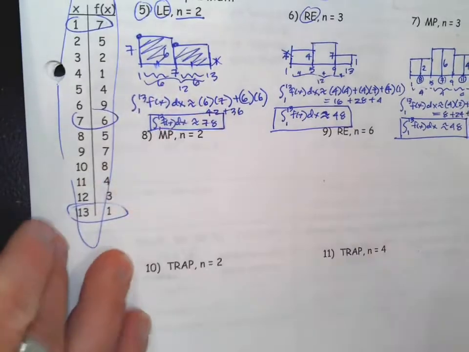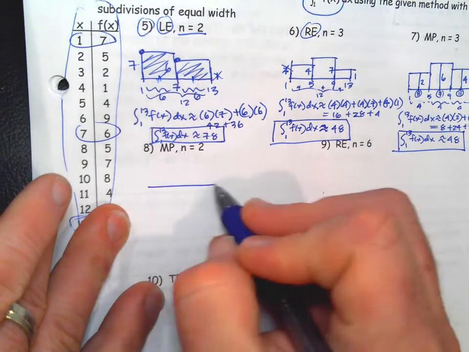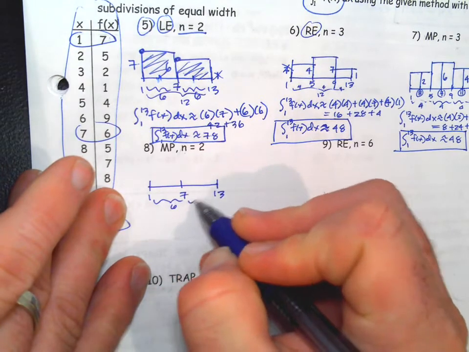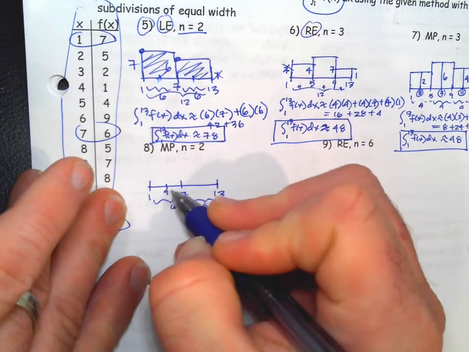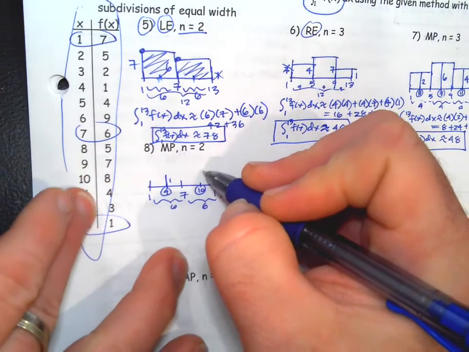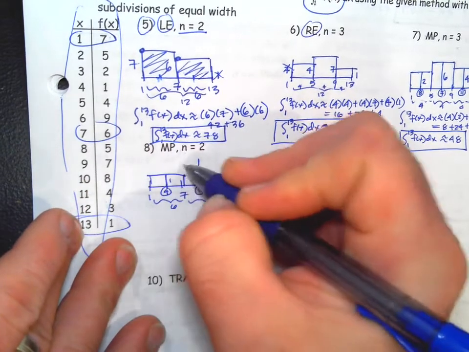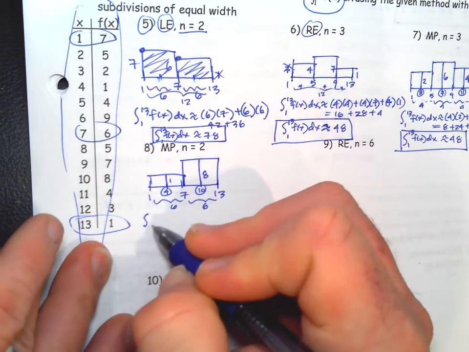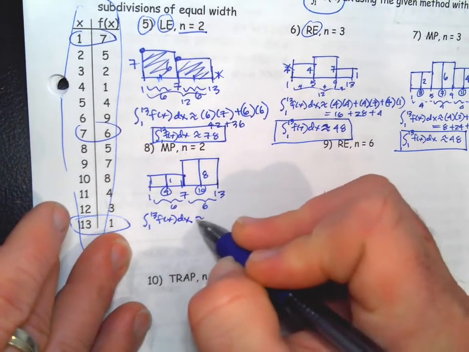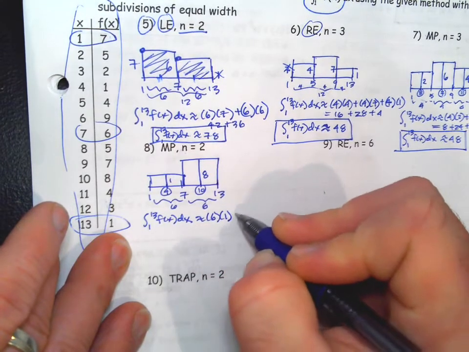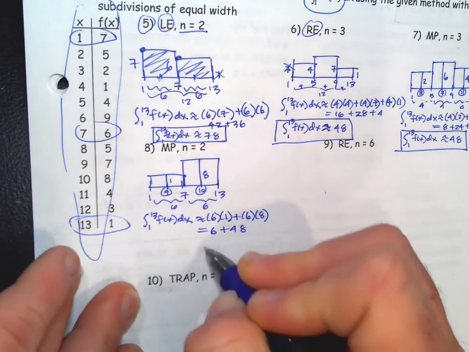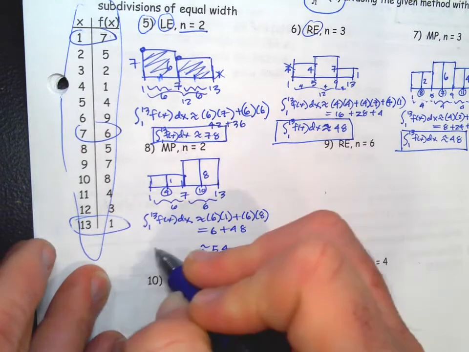Okay, next one is midpoint, but 2 slices. So this kind of looks like the one right above it. But we've got to go halfway to 4, halfway to 10, and look up these values. At 4, the value is 1. At 10, the value is 8. So we have 2 rectangles. So the integral from 1 to 13 of f of x dx is approximately base 6 times 1 height plus base 6 times 8 height. So that's 6 plus 48, which is 54.